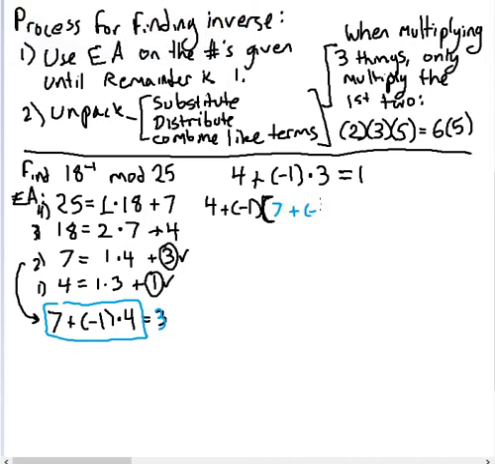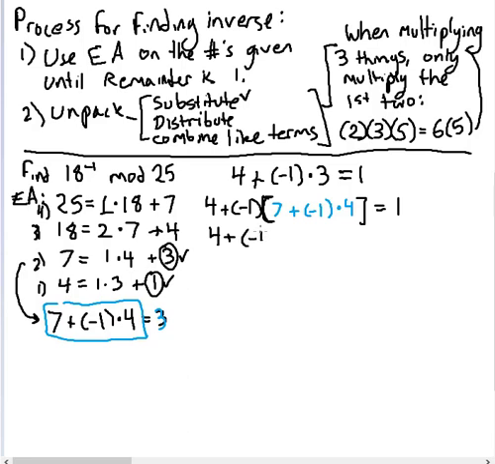7 plus negative 1 times 4 equals 1. Okay, substitute. Now I want to distribute. Again, keep in mind our rule over here. If I'm only multiplying 2 things, just leave it alone. Don't do it. Because ultimately, if I didn't simplify all this, I know what I'm going to get. I'm going to get 1 equals 1. That's not helping. You'll see it in the end, I promise.